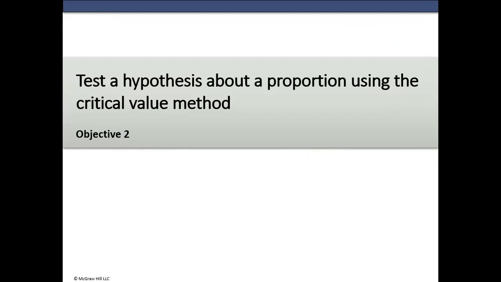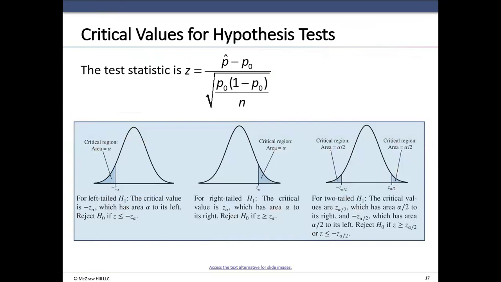So we can go over the critical value method. Basically, we will use an alpha value, and if it is a left tail test, alpha value is the area to the left of the critical value. If it is a right tail test, alpha value, remember alpha is the level of significance, is the area to the right of the critical value.